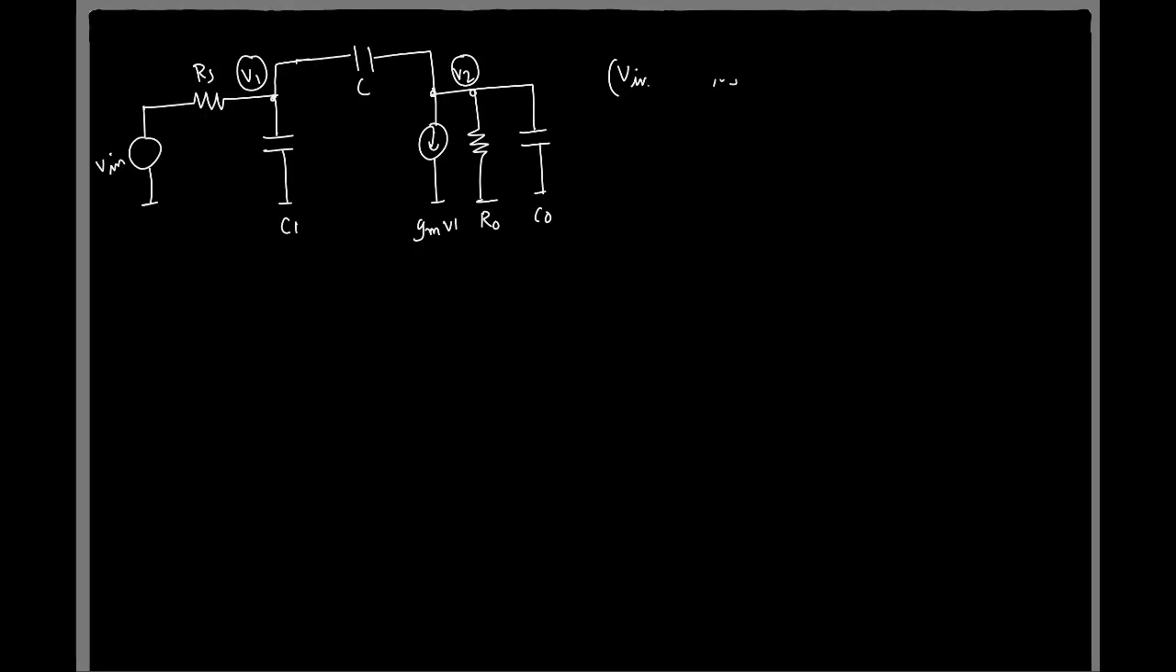I'll probably write the other way. I'll say the sum of the currents leaving that node is zero. That's the most standard way. So it's V1 minus Vin times GS plus SC1 plus SC0.